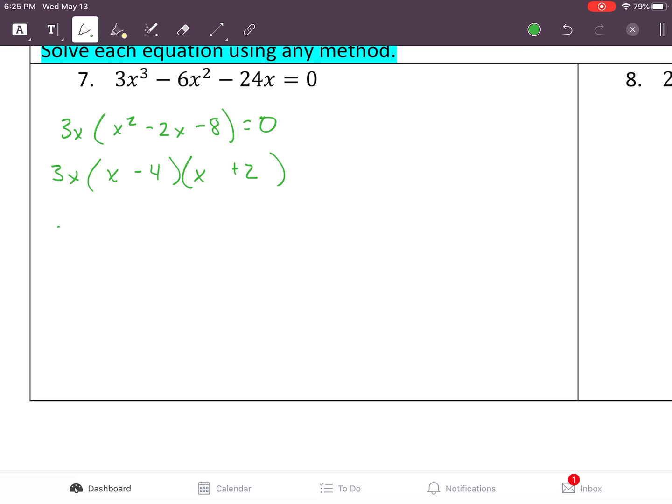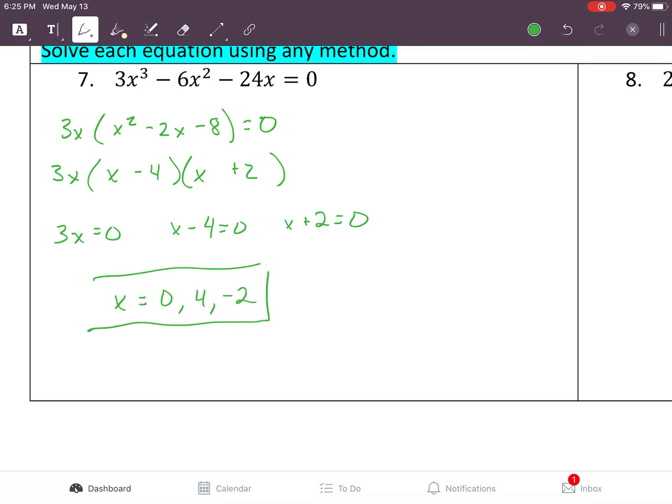Now what we do is we take each one of these factors, the 3x, the x minus 4, and the x plus 2, and we set them all equal to 0 to solve them. When we do, these values give us our answer. So x equals 0, positive 4, and negative 2. So we solve them all for x.